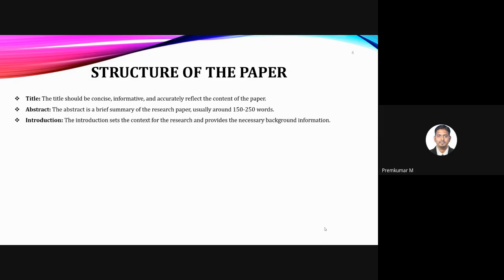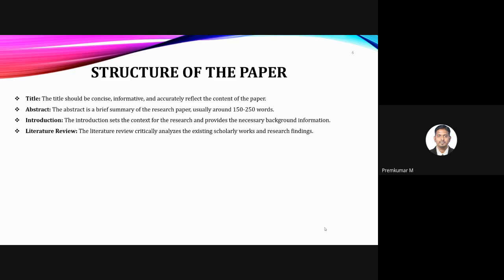The introduction discusses the context for the research and provides the necessary background information. So it's only about the background information. Most quality papers will not keep the literature review as a separate section. They'll try to club it with the introduction section. In such a case, you discuss the background information in one or two paragraphs, and then after that, you start discussing the literature studies.